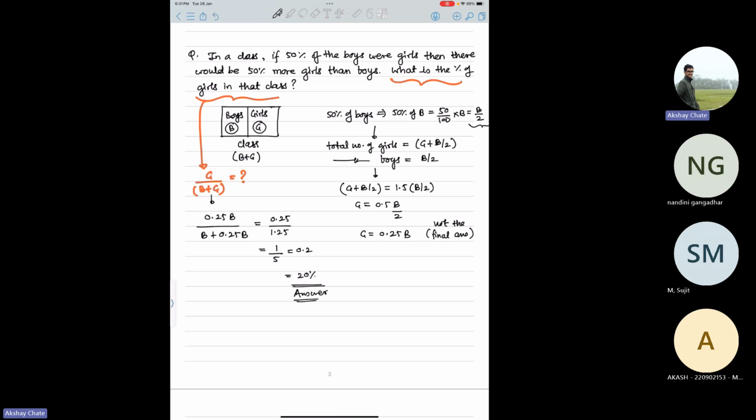So basically in that class, whatever number of boys there are, for example, if there are 100 boys, there are 25 girls, and the total class strength will be 125 in that case. So like that, you have to tackle these kinds of questions. I hope everybody is on board.